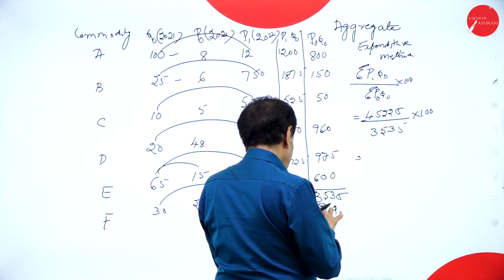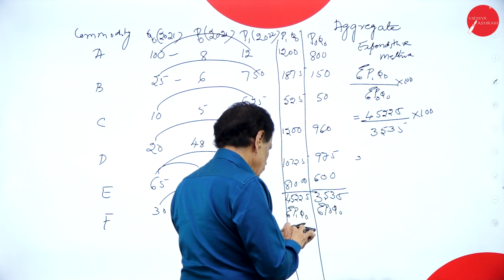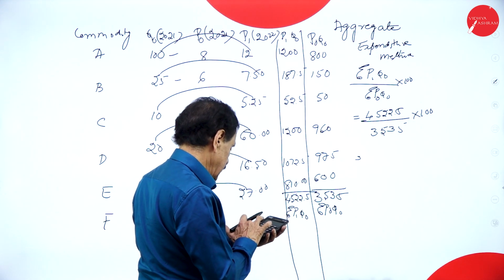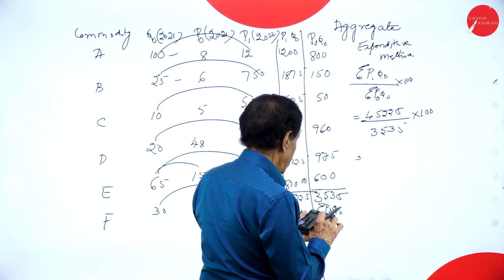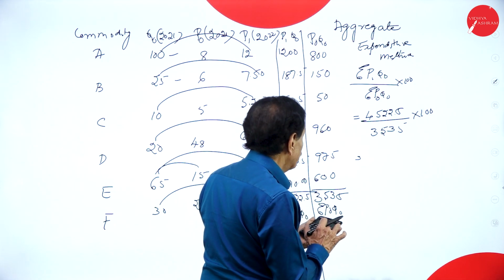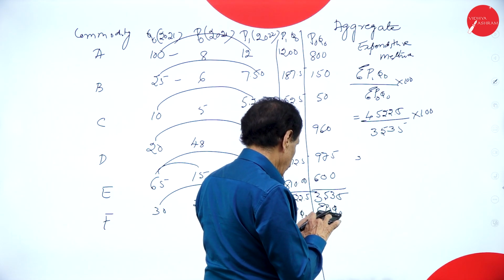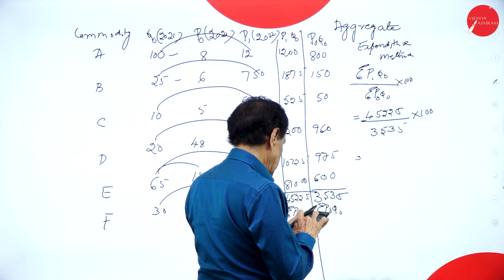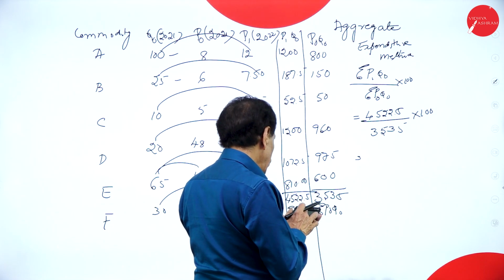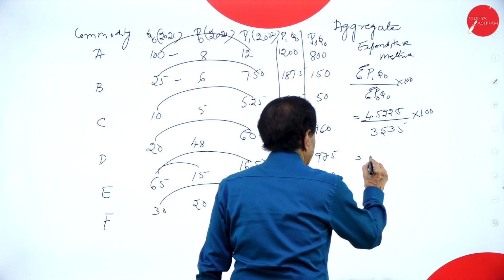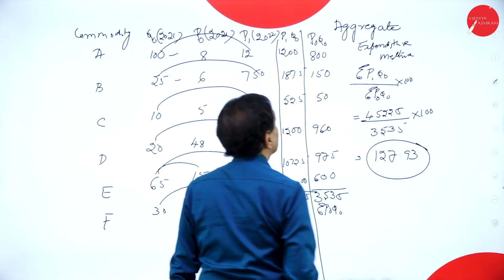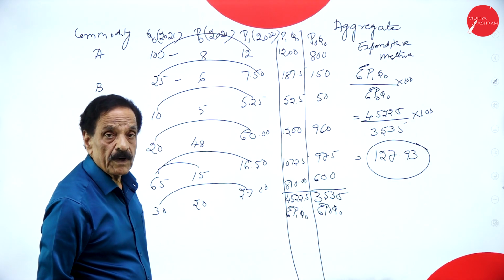4525.5 divided by 3535 into 100. This is 4522.5 divided by 3535 into 100, which is 127.93. This is as per the aggregate expenditure method.